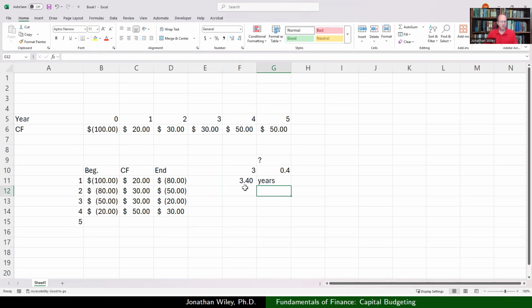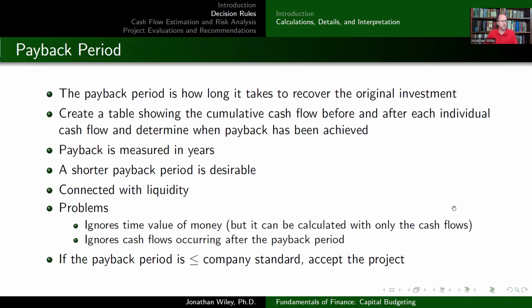Now, how do we actually interpret that? What does this actually mean? Well, let's take a look at that. So we like shorter payback. So if it had been 2 years instead, that would have been better, right? Now we do have some problems associated with payback. There should be a few things that should have made you sort of inherently nervous about this process.